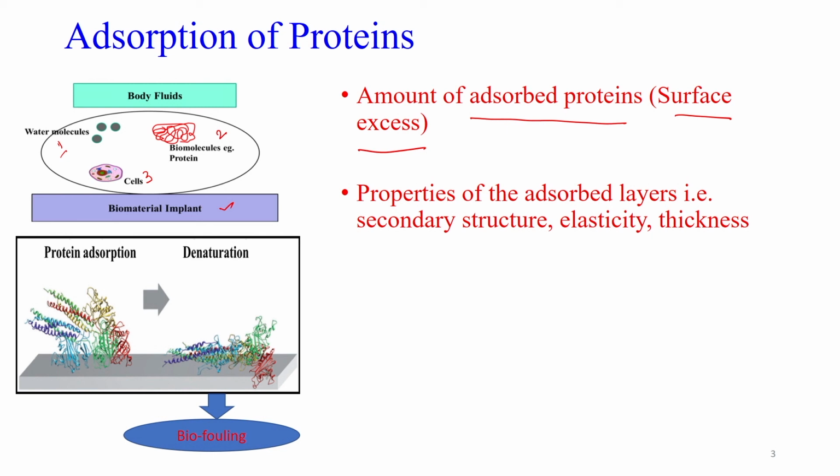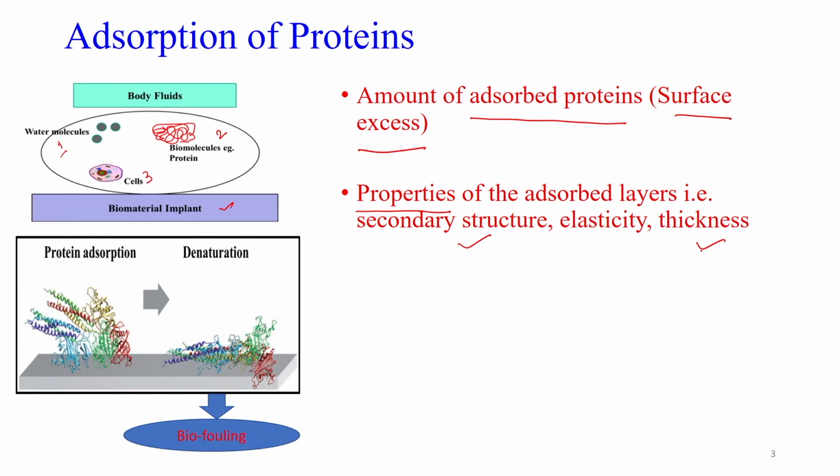Further, what is important is what the properties of the adsorbed layer are in terms of secondary structure, whether it is close to the native state or whether it is unfolded, denatured or aggregated, and what the thickness of the adsorbed layer is. You can say whether it is multilayer adsorption or monolayer adsorption, and what the viscoelastic property of the adsorbed layer is. These things are very important to analyze the adsorption behavior of protein, particularly on a surface.